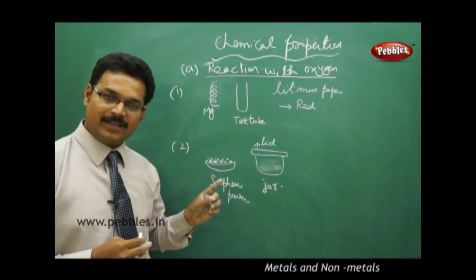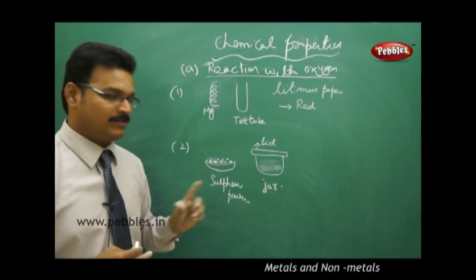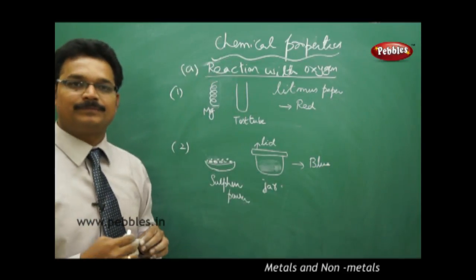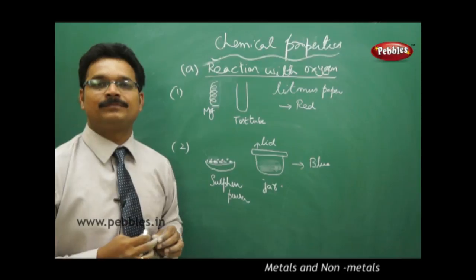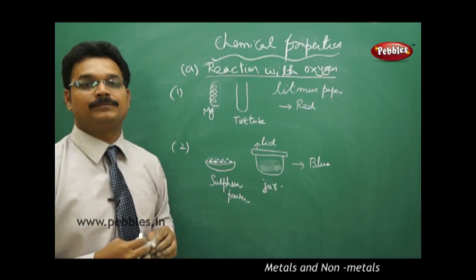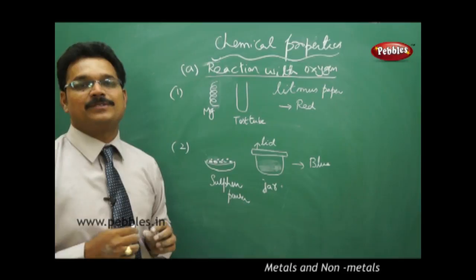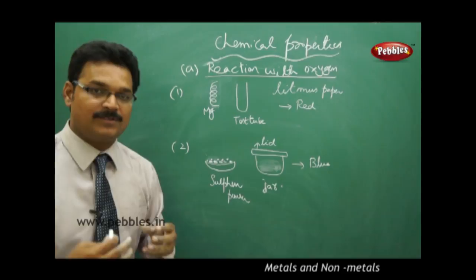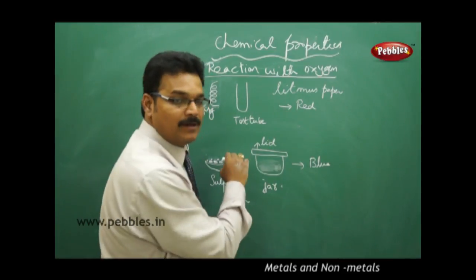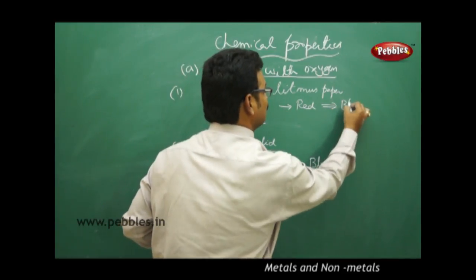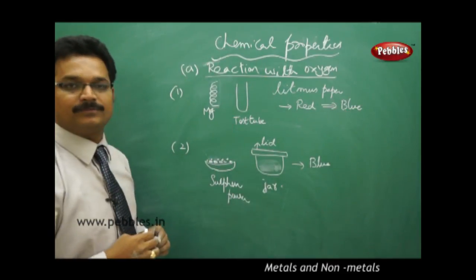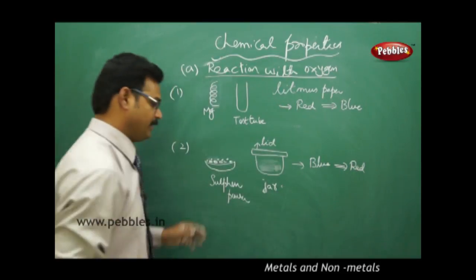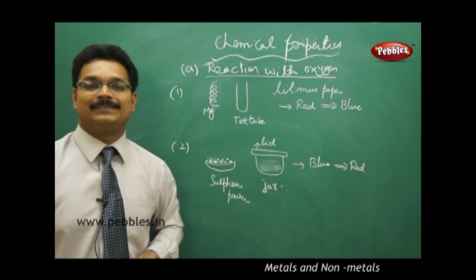Now again, take litmus paper here also. Now this time, you take a blue litmus paper and keep it inside the jar and observe what happened to the litmus, and record the observations. What you are going to observe is that the red litmus paper changes to blue in the magnesium case. The blue litmus paper changes to red in the sulfur powder case.